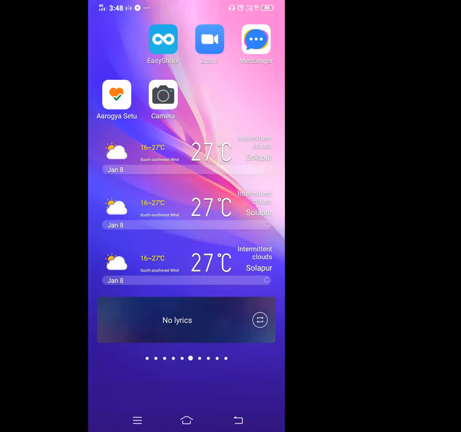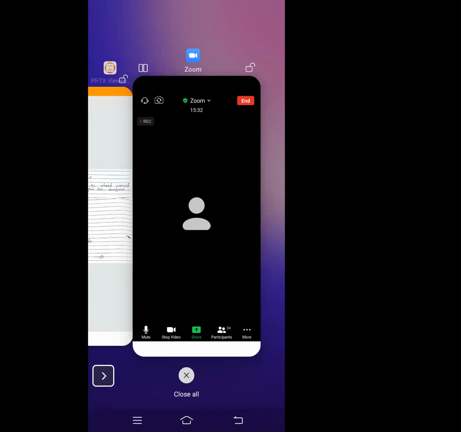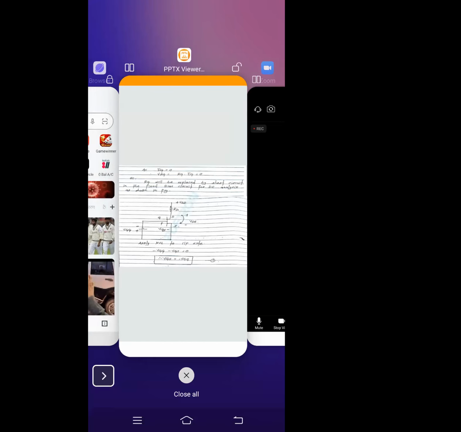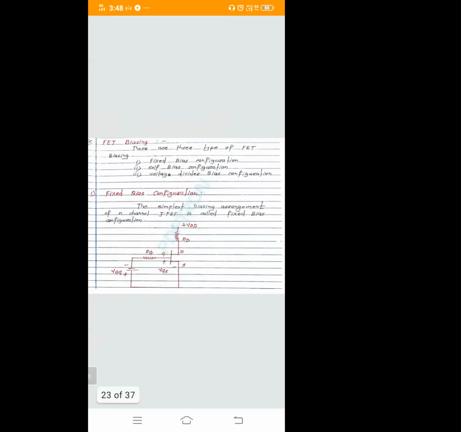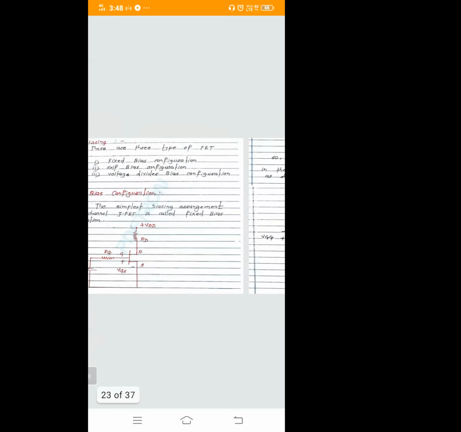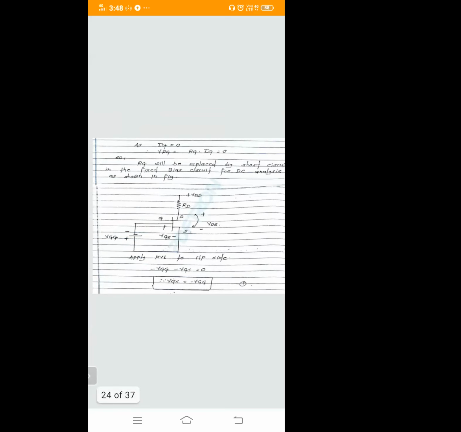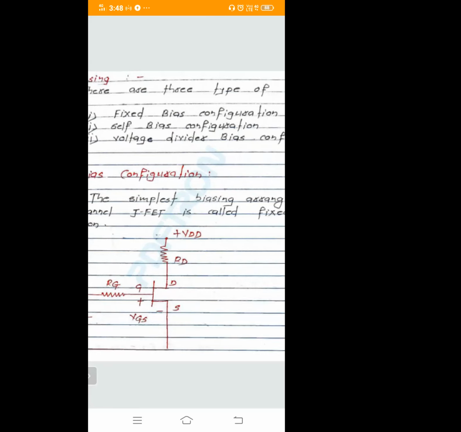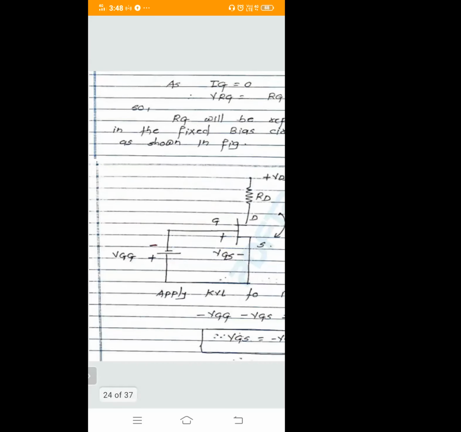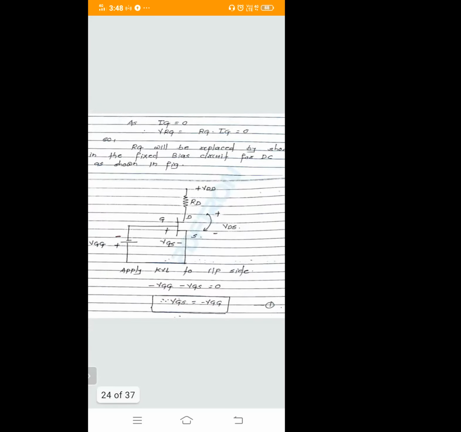See, we were discussing the fixed bias configuration of your field effect transistor. In that configuration, we have to eliminate the need of the RG. Why do we eliminate the need of RG? Because in this configuration, Ig equals 0. So VRG equals Ig into RG, and when VRG equals 0, that indicates no need of RG. So we eliminate it. As Ig equals 0, VRG equals RG into Ig, so this should be 0. That's why we eliminate this RG.